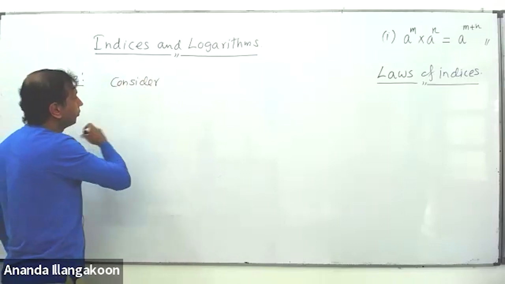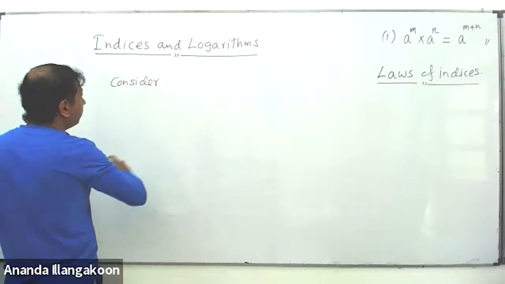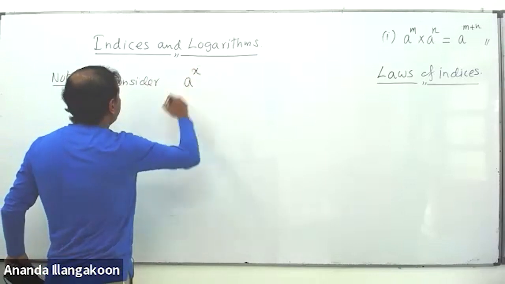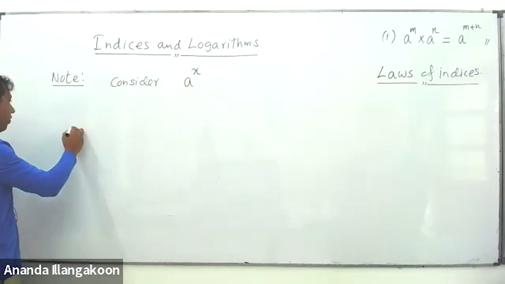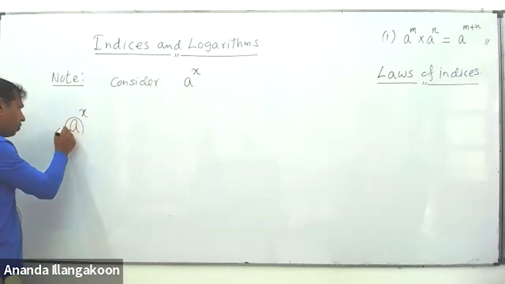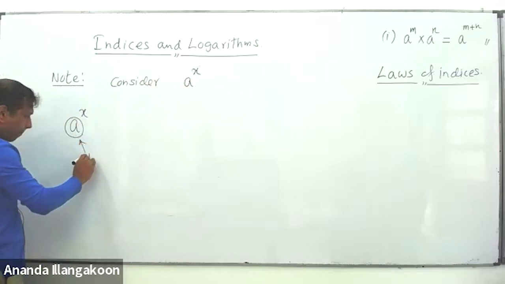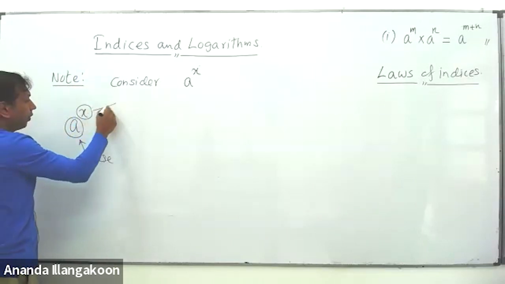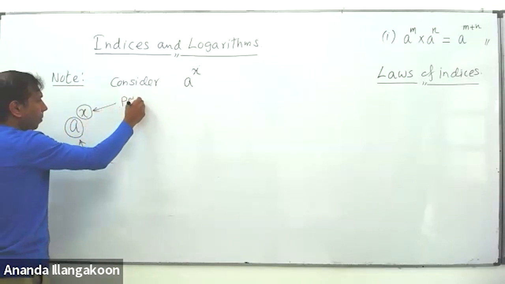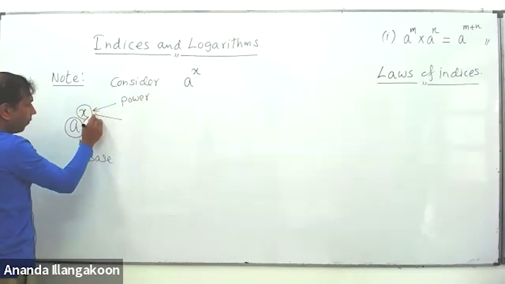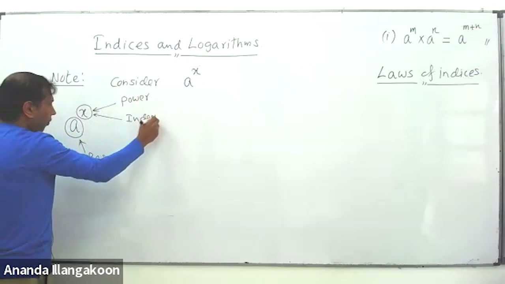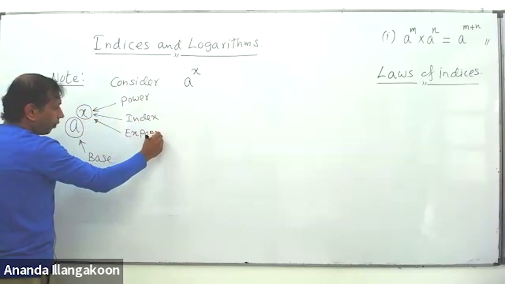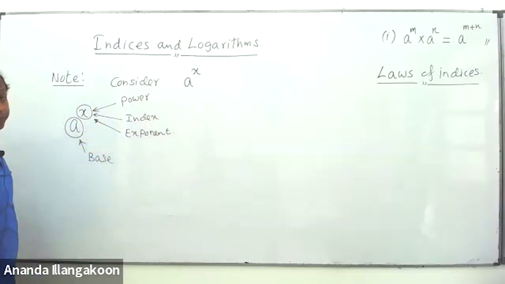consider a to the power x. Consider a to the power x. People, in this a to the power x, this a is called what? The base. This x is called what, people? It has 3 names, right? Sometimes we use the word power and index, or sometimes exponent.